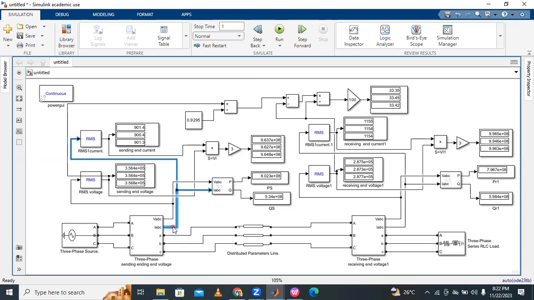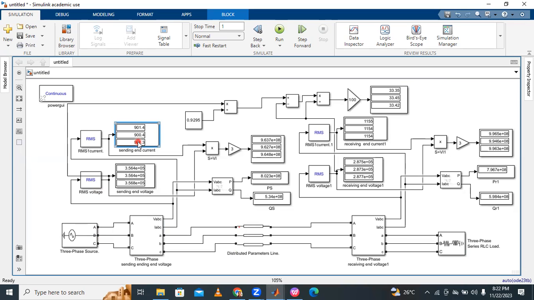Similarly, the IABC phase currents IA, IB, IC are connected to the RMS block and then to the display. Likewise, VABC, the voltages VA, VB, VC, can be measured in terms of RMS values and connected to the display in this way. To measure currents IA, IB, IC, connect the IABC terminal to the RMS and then to a display, and it will measure the RMS value of currents IA, IB, IC.